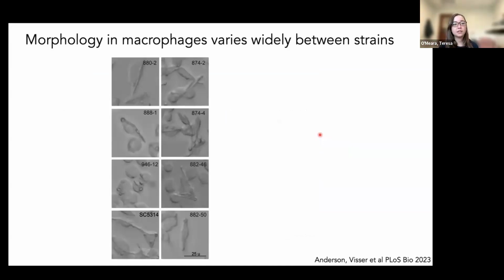First, in macrophages, we could see that the morphology varies widely between strains. These strains all were able to filament in the inducing queue of 10% serum and 37 degrees, but when we add that host, we see that while the SC5314 strain can have these long filaments inside macrophages, there are other strains that are short and stumpy and stay as yeast after phagocytosis.